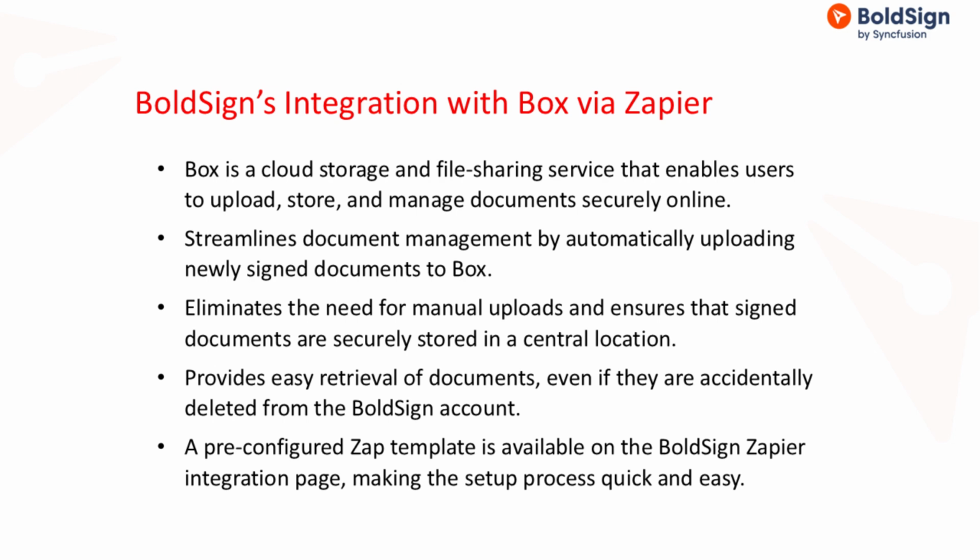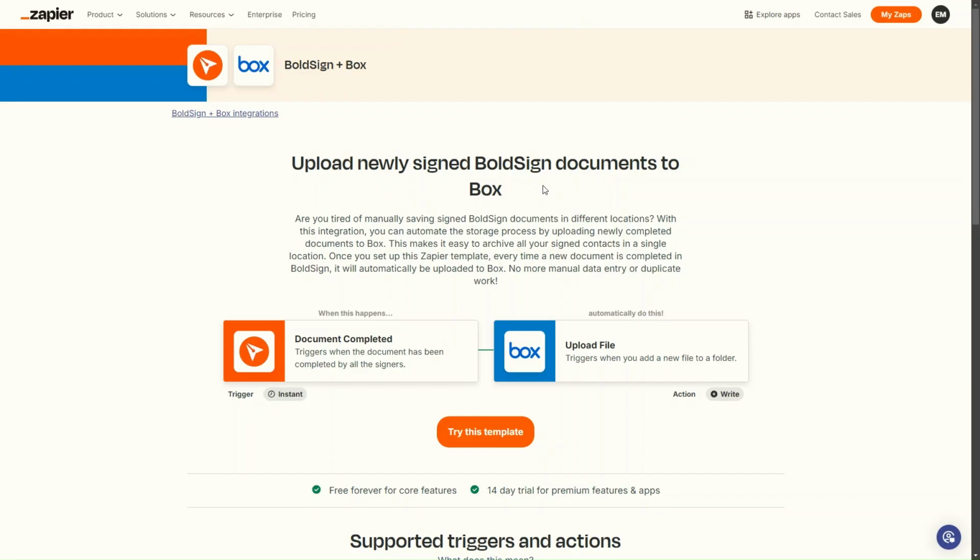A pre-configured Zap template is available on the BoldSign Zapier integration page, making the setup process quick and easy. Getting started is easy. All you need is a valid Zapier account, an active Box account with a specified folder in which you want to store the documents, and a BoldSign account, which can be either a paid plan or a free sandbox account. If you haven't signed up for BoldSign yet, you can create a free account.